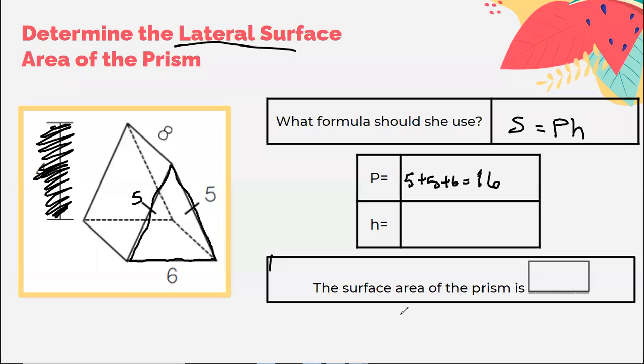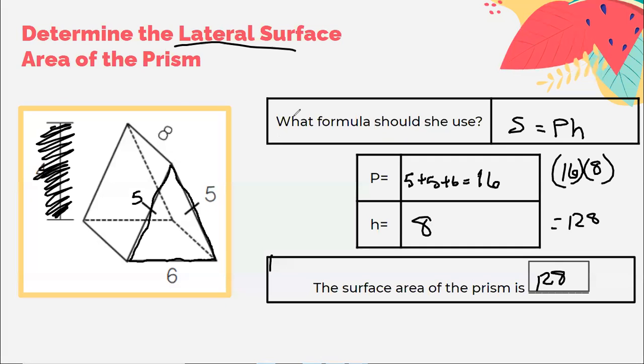Then we need the height of our prism, which would be 8. Then what do we do? 16 times 8. We just plug them into the formula, which should be 16 times 8. That's equal to 128. So 128 would be our lateral surface area.